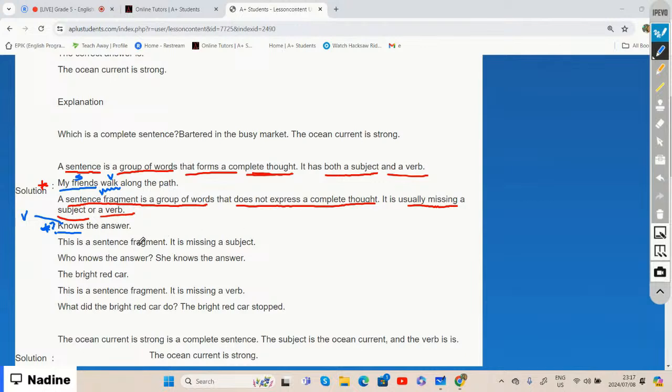And then if we look at the second sentence, it says the bright red car. So if we look at that sentence, remember we said that a complete sentence has a verb and a subject, right? And in this sentence, we need to ask ourselves, what did the bright red car do? So what did the bright red car do?